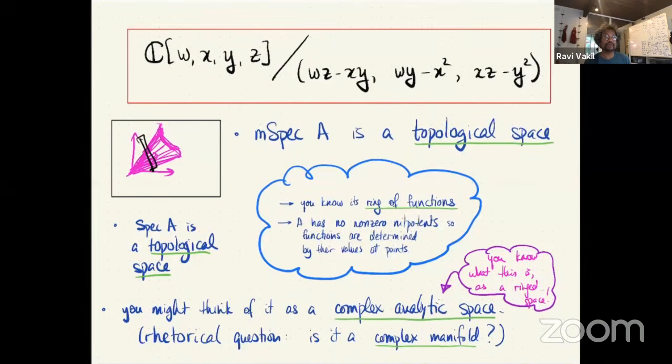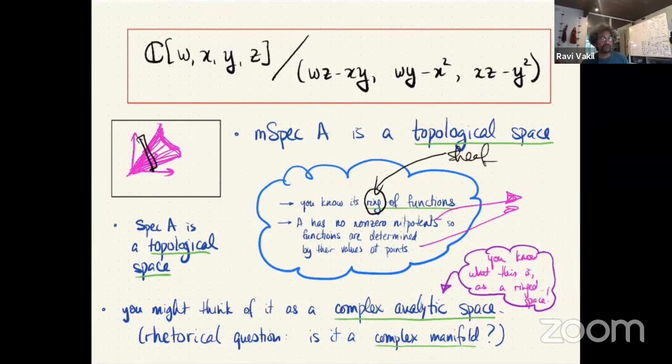And so in some sense, we know also what the functions are on it. And we even sort of know what the sheaf of functions on it is. It's also true that this has no non-zero nilpotents. And so, in fact, all the functions are determined by the values at points. So they're all polynomials. Those are the things that are declared to be functions. And we know that they're determined by their values, so it's not such a scary thing.